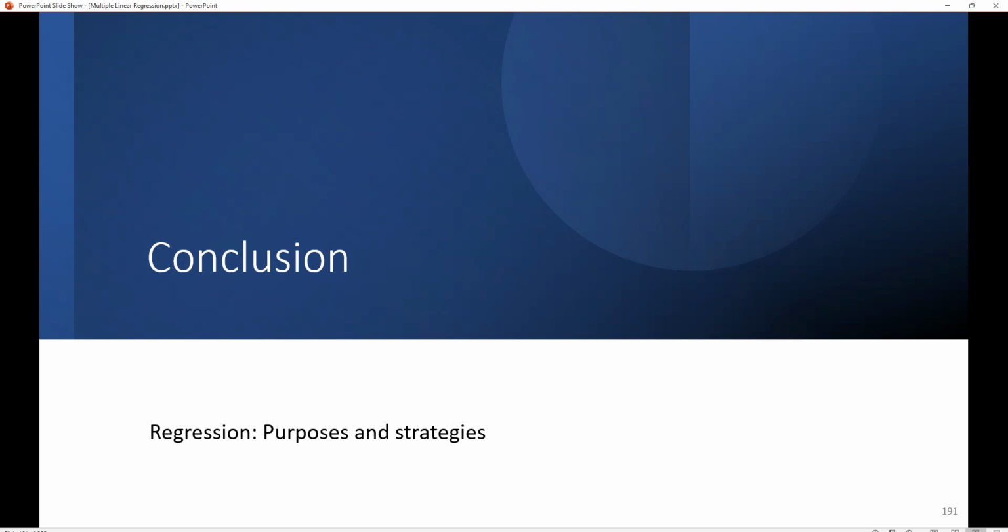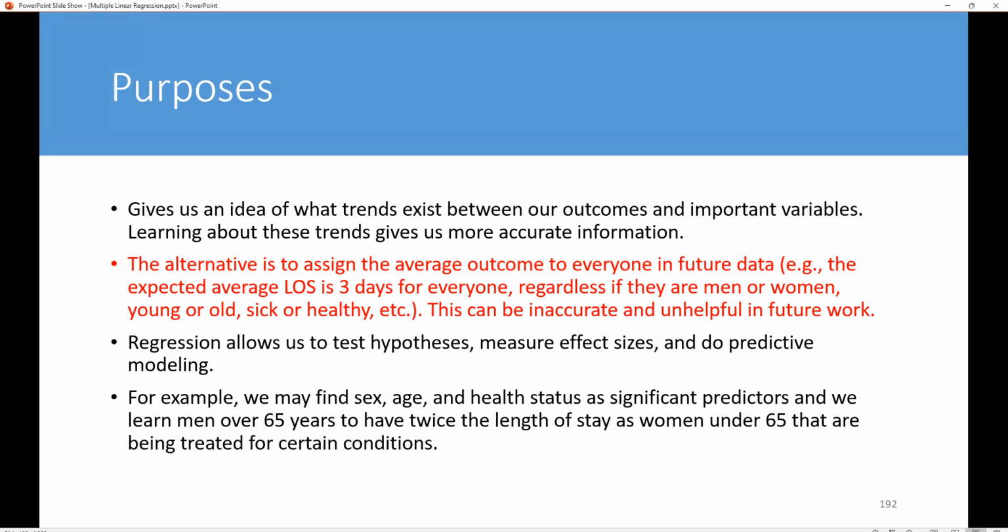So that was it for our case study. I just want to cover purposes and strategies for regression in our conclusion. For purposes, regression gives us an idea of what trends exist between our outcomes and important variables. Learning about these trends gives us more accurate information. The alternative is to assign the average outcome to everyone in future data.